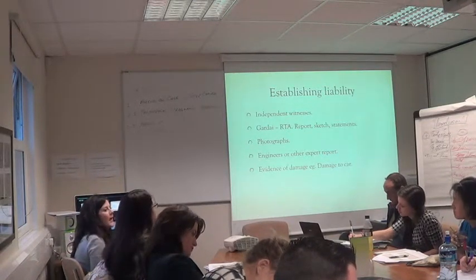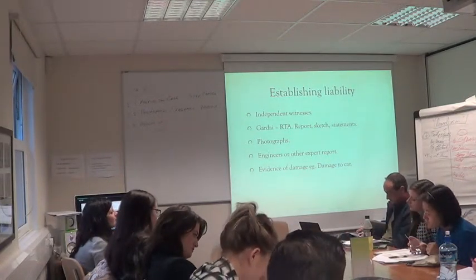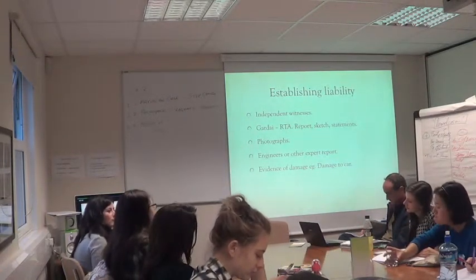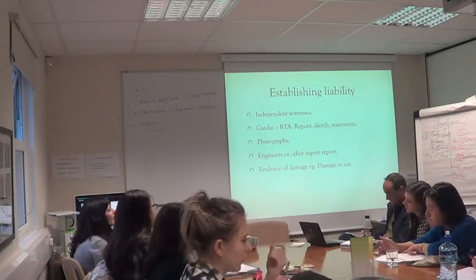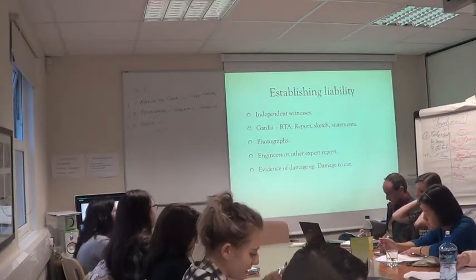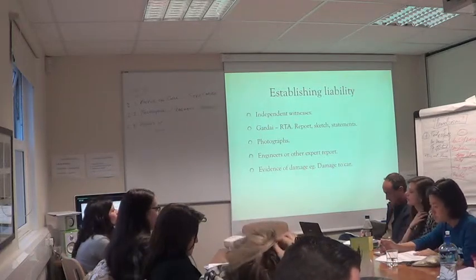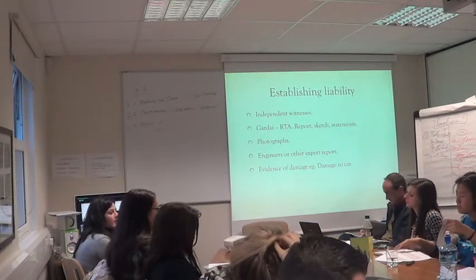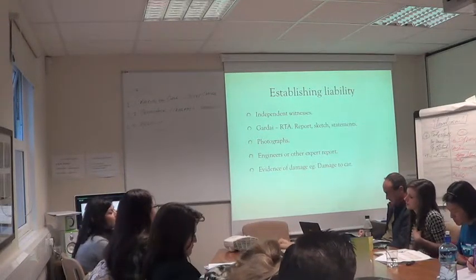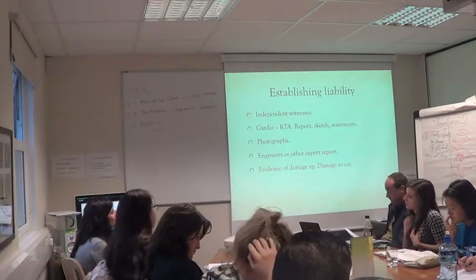So how in practical terms are you going to establish liability? A number of elements are necessary. In some cases there are going to be independent witnesses. If you have a road traffic accident, there may be witnesses. If it's an employment related matter, you may have other employees who witnessed what happened. The Gardaí are often key in these matters. For example, with road traffic accidents, they'll have a report, there'll be a sketch of the incident, and there'll be various statements made. These are all key elements in terms of establishing liability.